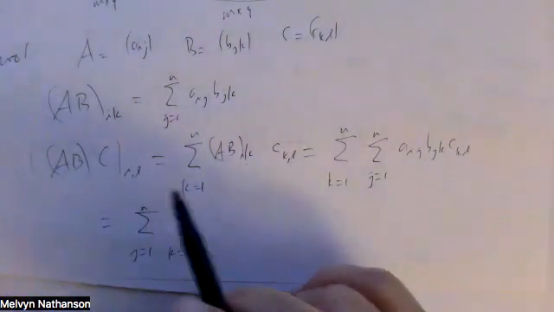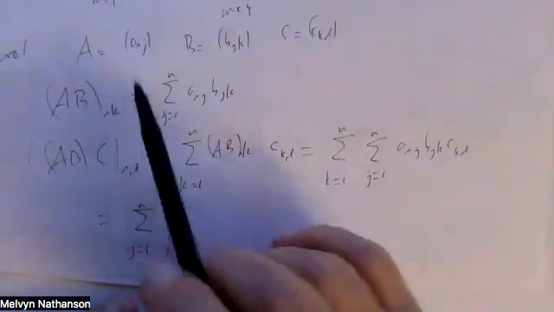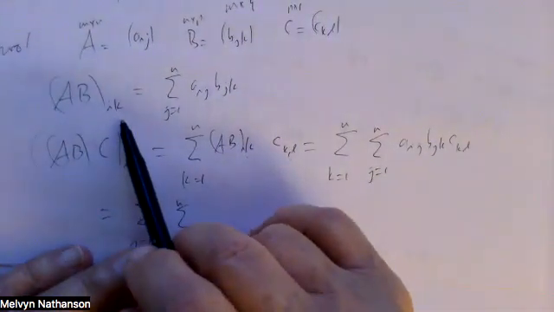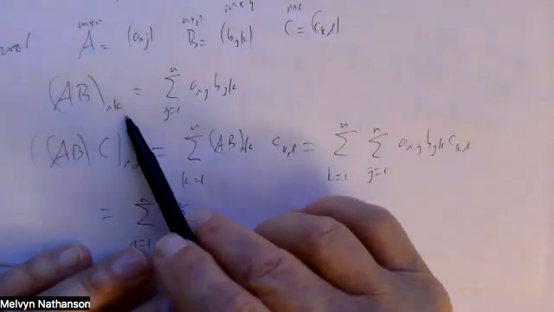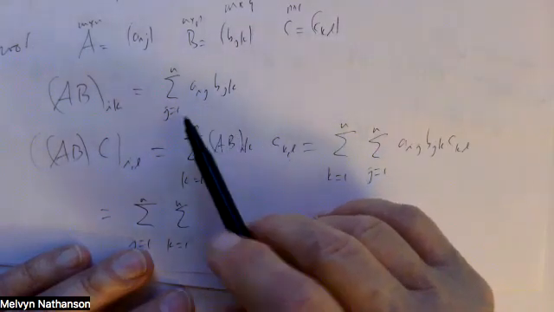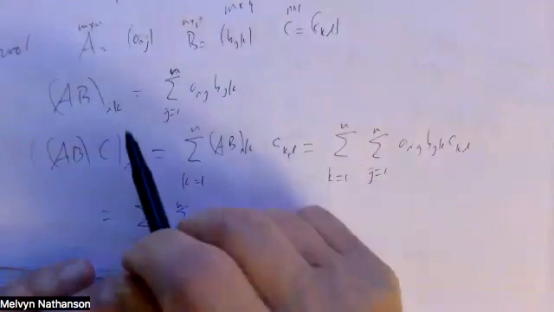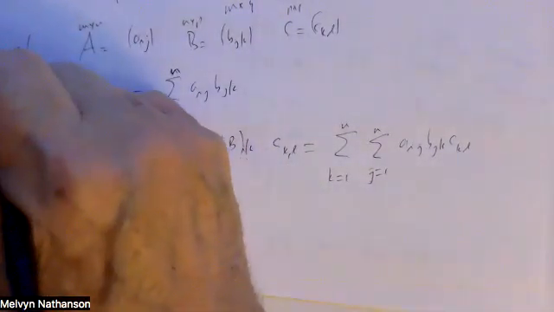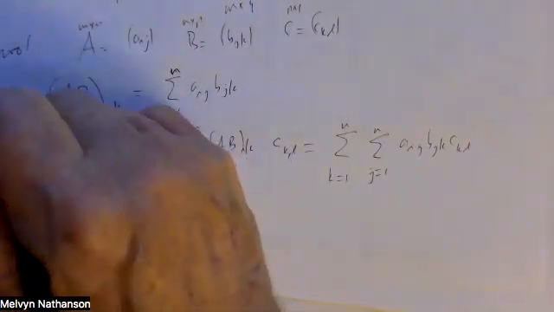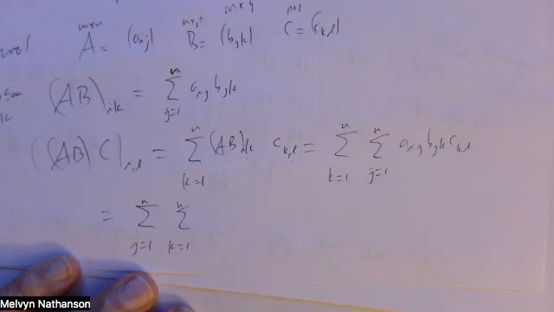Let me just double check that everything is right here. This is an m by n. This is n by p. This is p by q. So AB, the ik coordinate of AB is the sum of a_ij, b_jk, j goes from 1 up to n. And i runs from 1 up to m. And k goes from 1 up to q.